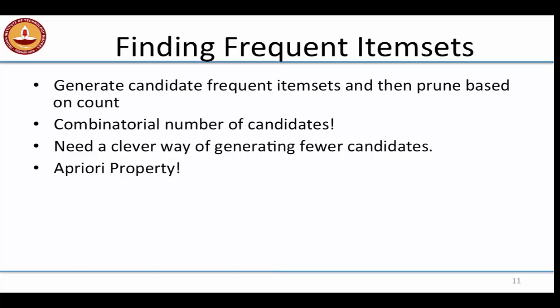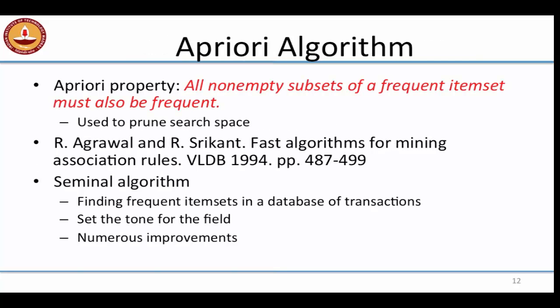The very first approach for generating fewer candidates came about in the late 90s, which is the a priori property. The a priori property is a very clever observation. It just says that all non-empty subsets of a frequent item set must also be frequent. Even if one of the subsets is not frequent, then I don't have to consider the larger item set. I don't even have to count the larger item set.